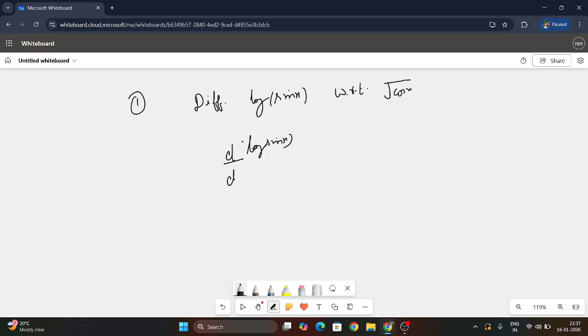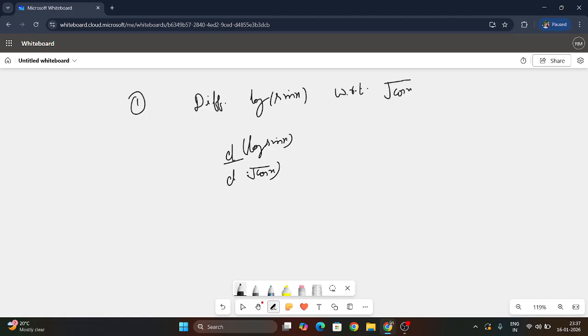Now let's take the first example, and you have to differentiate log sin x with respect to the root of cos x. We have to differentiate. So what do we have to do? We have to basically find out d of log sin x with respect to the root cos x.